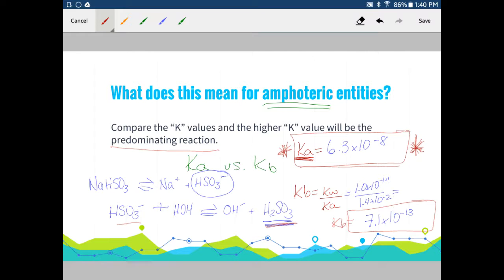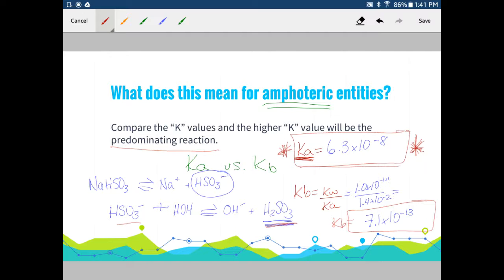Now, of course, there's several amphoteric entities. Most of them, like we mentioned in a previous lesson, are hydrogen polyatomic entities. So it's hydrogen with some sort of polyatomic ion giving us this type of substance. So calculating Kb isn't so different from calculating Ka. We've just added another little extra step in there.